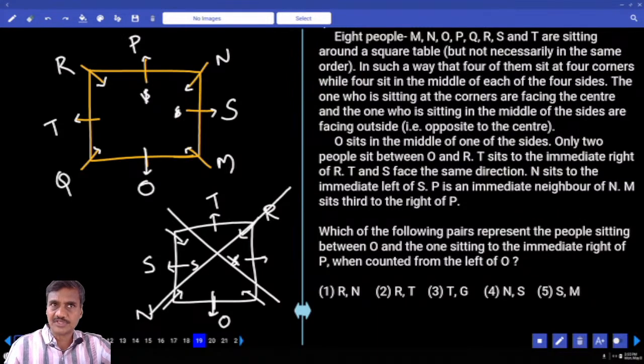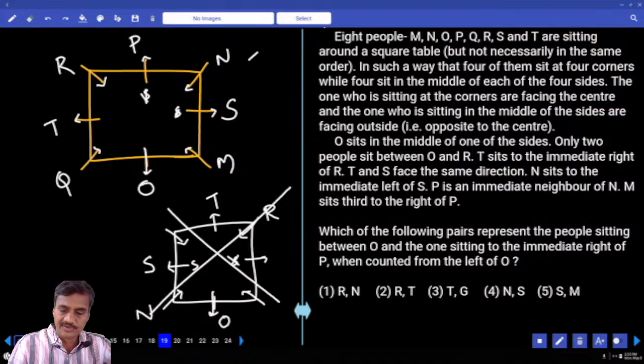19. Which of the following represents the people sitting between O and the one sitting to the immediate right of P? Immediate right of P is N, and between O and N, S and M are the 2 people. Choice 5, 19.